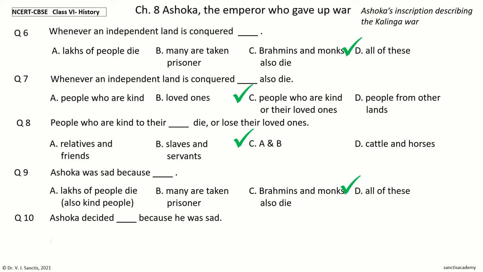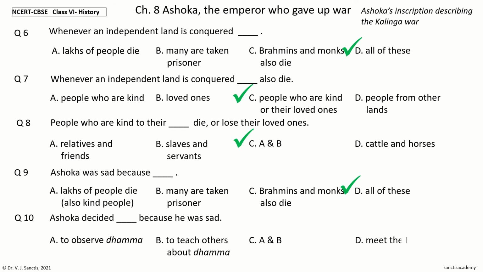Question 10. Ashoka decided dash because he was sad. The options are to observe Dhamma, to teach others about Dhamma, A and B, meet the Buddha. Your time to choose. And the answer is A and B. So, Ashoka decided to observe Dhamma and to teach others about Dhamma because he was sad.